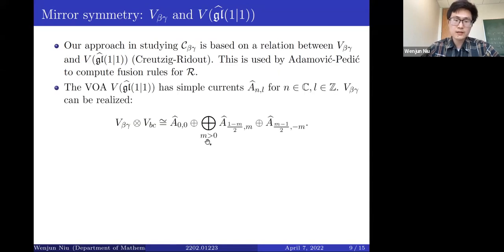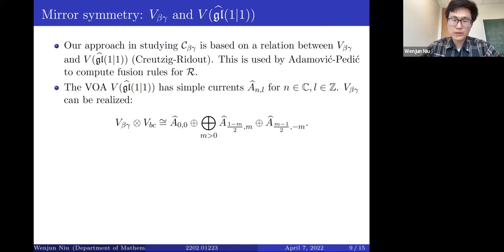And the idea is the following. This affine Lie superalgebra has some simple currents, labeled by a complex number and an integer. The fusion rules between these simple currents are easy to describe: fusion of simple currents is still simple currents. And it turns out that the beta gamma VOA, or beta gamma tensor a set of bc ghosts, can be realized as a direct sum of simple modules of GL(1|1). So this is called a simple current extension of the GL(1|1) VOA.